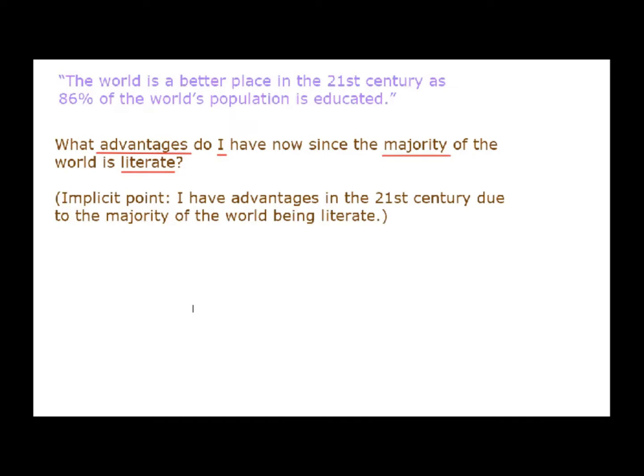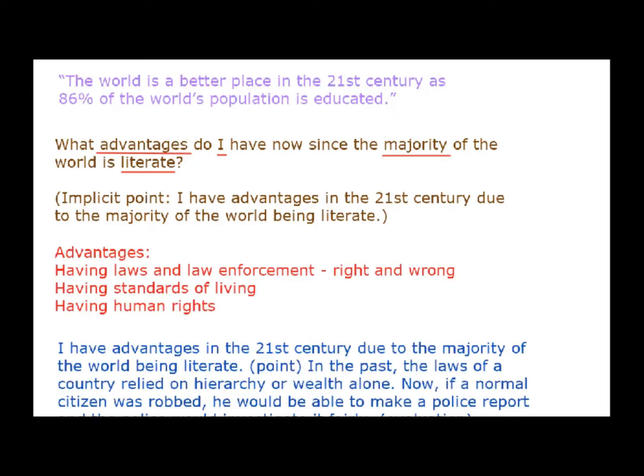The world is a better place in the 21st century as 86% of the world's population is educated. Text to self, implicit point: I have advantages in the 21st century due to the majority of the world being literate. These are the advantages I've thought about. This statement explicitly says that there are advantages now.